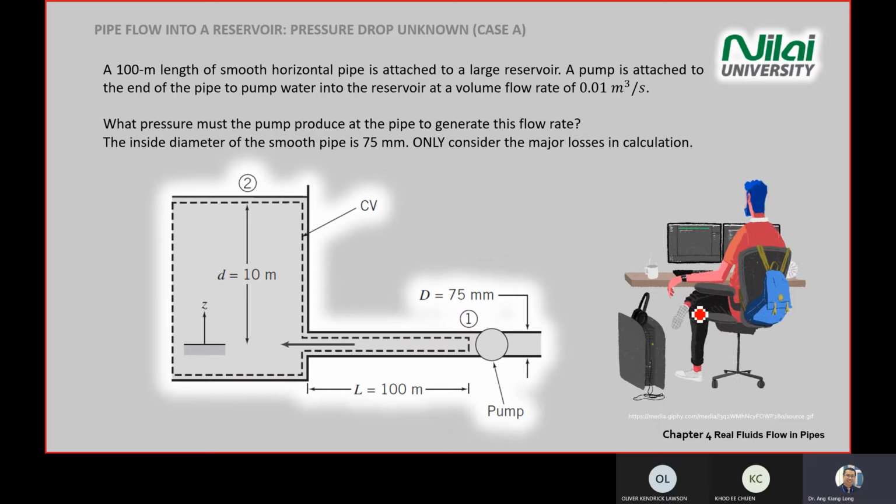So we need to determine what pressure the pump must produce at the pipe to generate the flow rate Q of 0.01 meter cube per second. And you're given the diameter of the smooth pipe. You're having a smooth pipe here, which is 75 mm. And for this module, we only consider major losses in the calculation. How do we solve this kind of question?